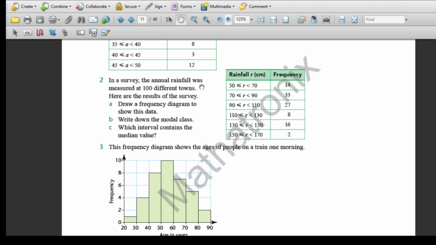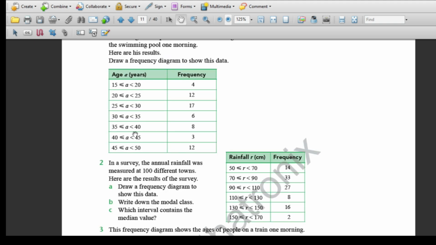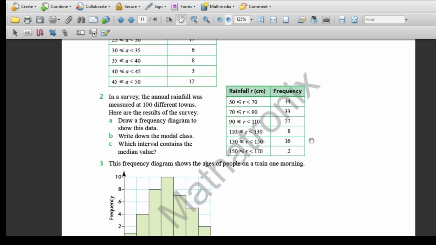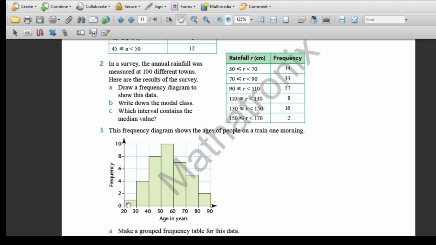In the previous two questions, the tables were given and we had to draw the frequency diagram. In this question number 3, we are given a frequency diagram and we have to draw the table. So for 20 to 30 we have 1, 30 to 40 we have 4, 40 to 50 we have 8, 50 to 60 is 10, 60 to 70 is 7, 70 to 80 is 5, and 80 to 90 is 2.